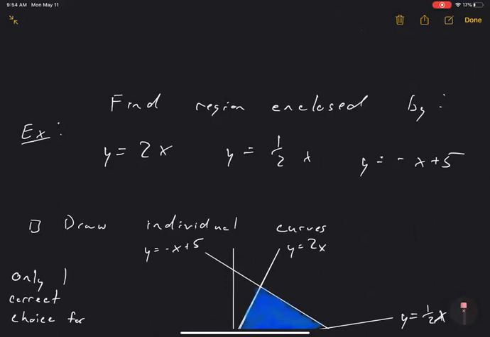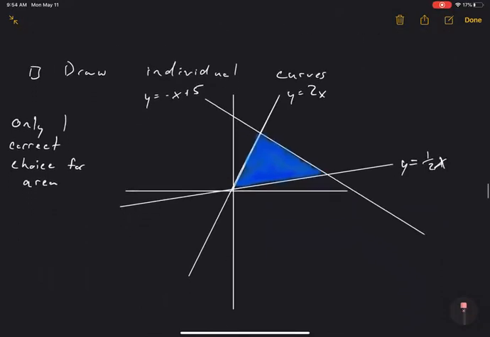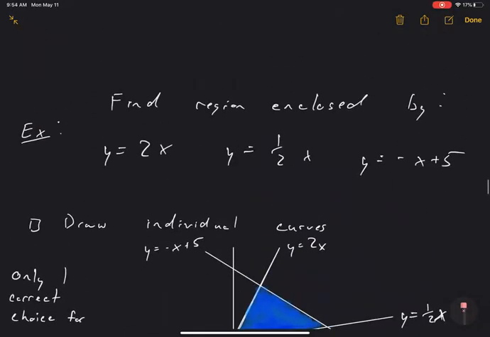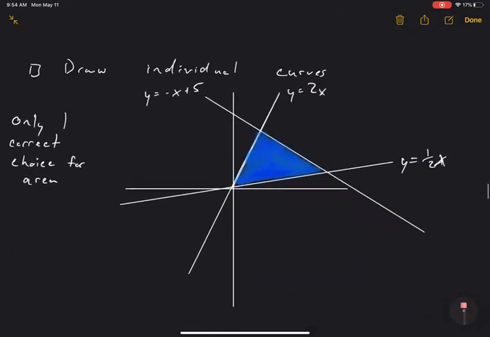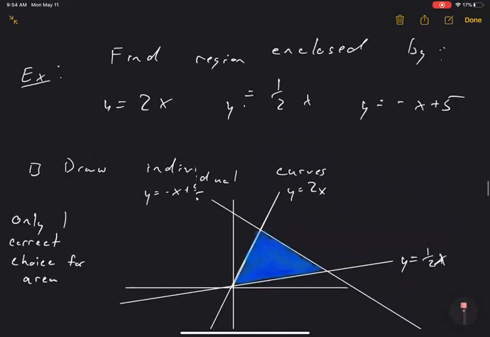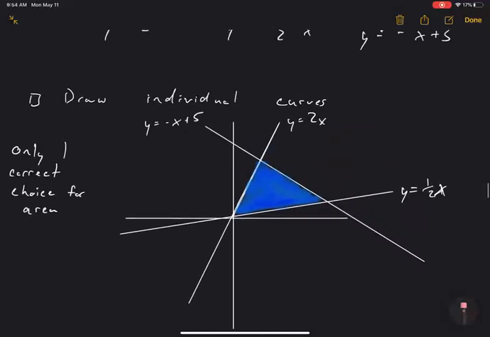Let's say we're told to find the region enclosed by these three curves: y equals 2x, y equals 1/2 x, y equals negative x plus 5. Let's figure out what this region is. It should be this blue shaded region. Okay, so how did I do this? How did I figure this out?